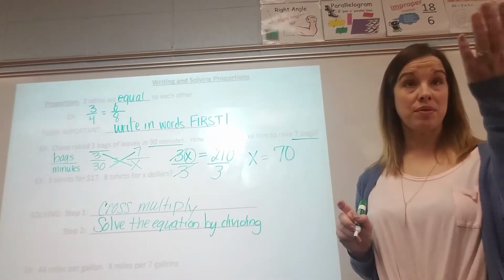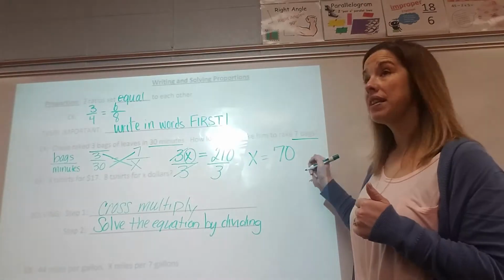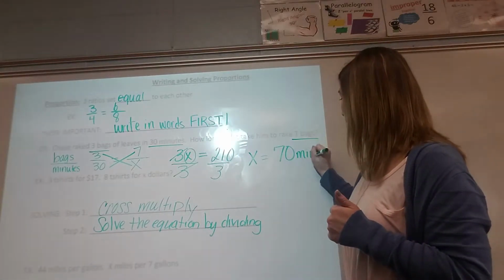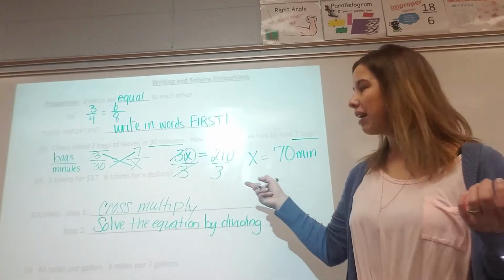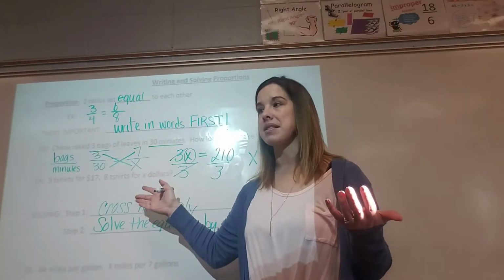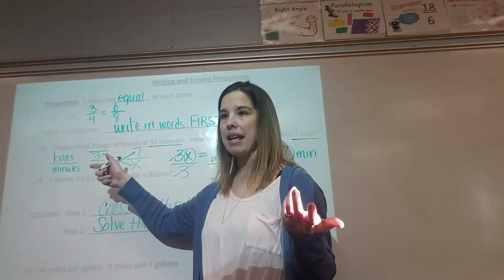So what does this 70 stand for? What's it mean in terms of this problem? How many minutes it took them to rake? Right, it took us 70 minutes to rake 7 bags. Oh, yeah. 10 minutes for a bag. This one would be kind of easy to do mentally, okay? Because you could look, 1 bag in 10 minutes, right?